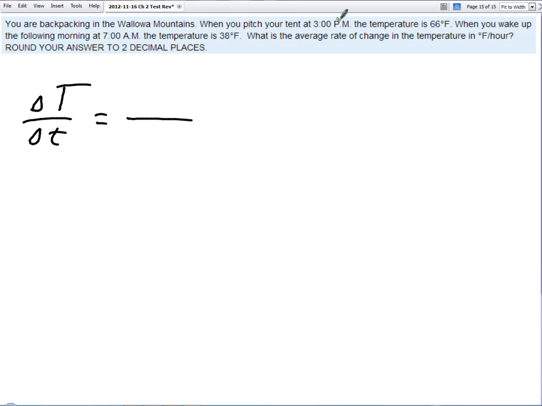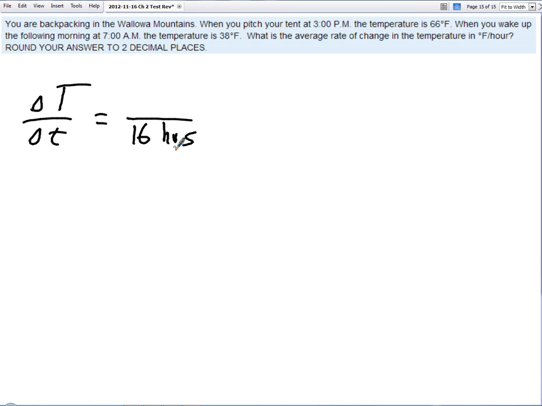How much time elapses? What's awkward here is it's a clock. It's got 12 hours on the dial, right? So how'd you get that though? 3 to 3 is 12. And then 3 to 7 is 4. Good way to think of it. 3 p.m. to 3 a.m. the next day is 12 hours, and then we got to go 4 additional hours to get to 7 a.m. So we know that the change in time is going to be 16 hours, but the change in temperature.